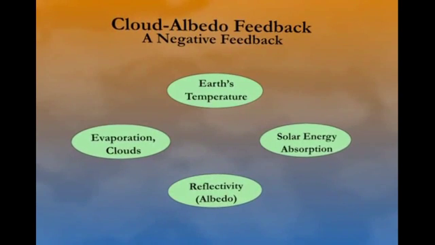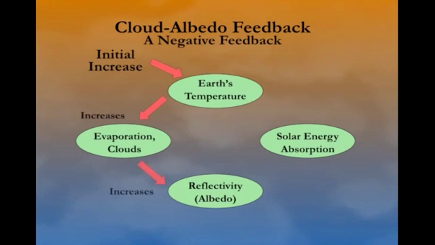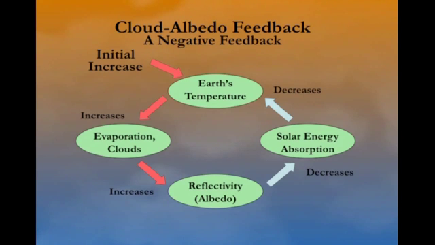There's another effect. There's a cloud albedo effect. And the cloud albedo effect is opposite. It's a negative feedback. What happens? Well, suppose there's a little bit of an increase in Earth's temperature. One thing that does is cause more evaporation. If there's more evaporation, more clouds form. Clouds at their tops have a high reflectivity. They reflect sunlight, and they therefore reduce the amount of sunlight getting into the climate system, and that causes Earth's temperature to go down. That's a negative feedback.